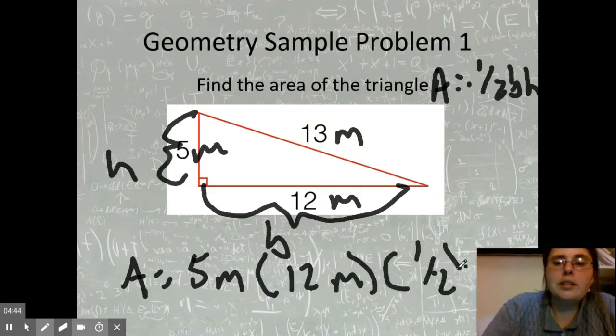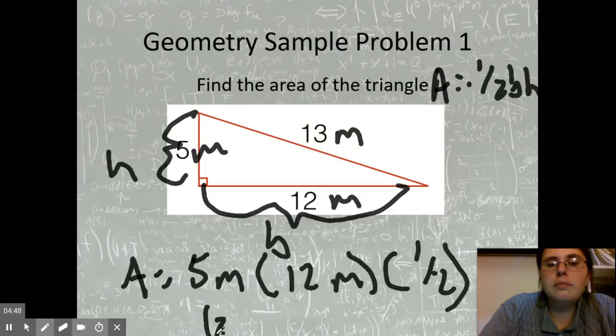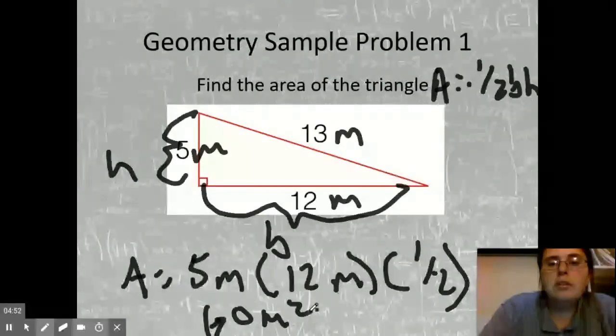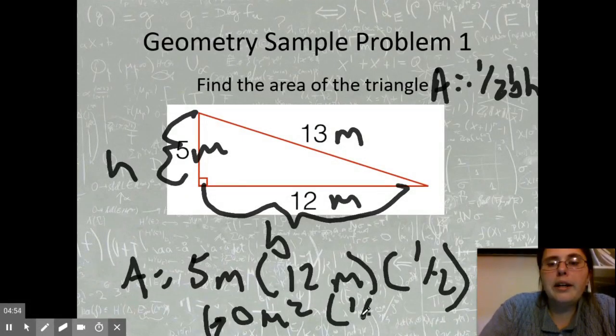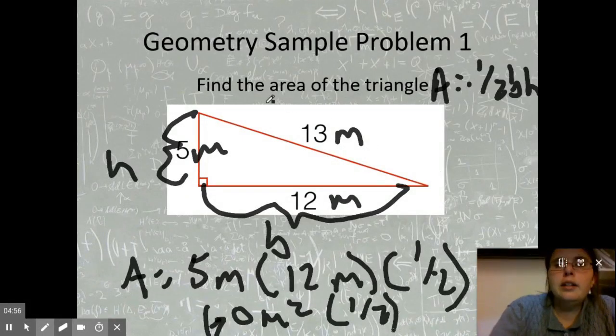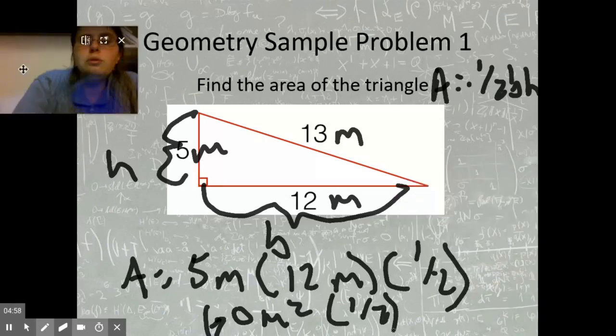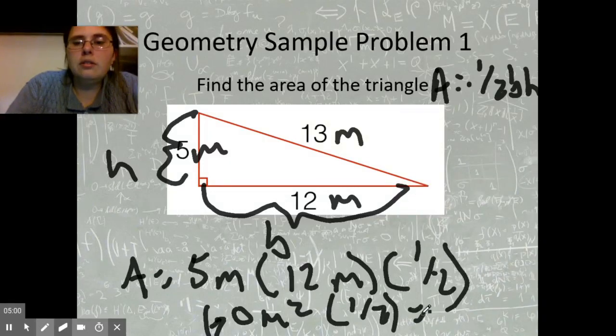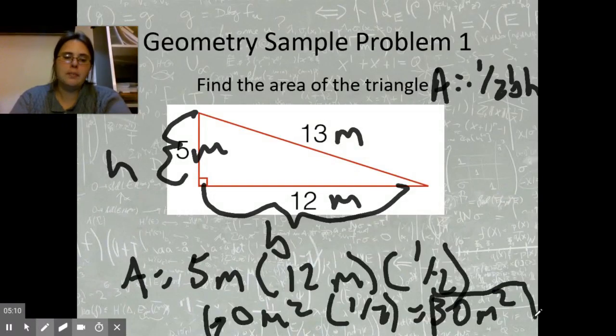of whatever that is. And so 5 times 12 is 60 meters squared, and multiply that by 1/2. And that is equal to 30 meters squared. And that's the area, and that is what we're looking for. So we box it in.